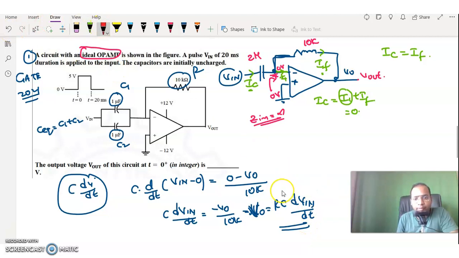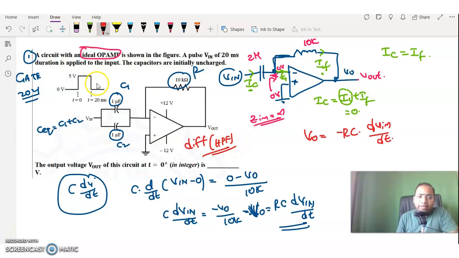So now you may check down. I got output voltage is equal to minus RC dVin by dt. That means output voltage is directly proportional to differentiation of the input voltage. That means this circuit is acting like a differentiator, or else in one condition you can also take this one as a high pass filter.